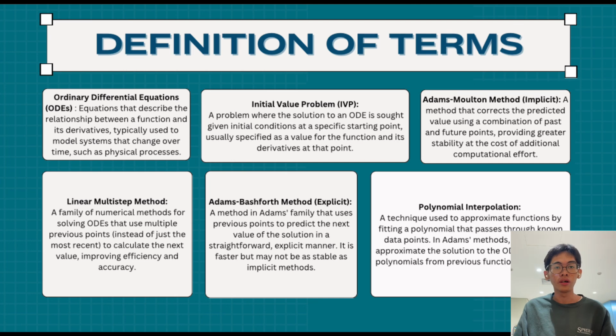Polynomial interpolation: a technique used to approximate functions by creating a polynomial that passes through known data points. The Adams method is used to approximate the solution to the equation by creating polynomials from previous value interpolations. The predictor-corrector method: a two-step approach to numerical methods where one step predicts the solution and the other corrects it based on a condition. Adams-Bashforth is the predictor and Adams-Moulton is the corrector. Lastly, step size: the difference in the input variable between successive points in a numerical solution. A larger step size reduces computation time but may introduce errors, while a smaller step size increases accuracy but requires more computation.